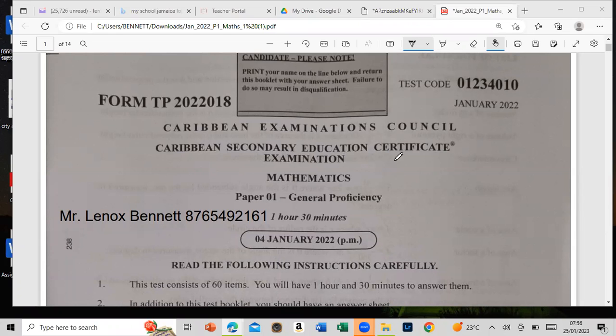Today we're going to be looking at the January 2022 paper. So first let's get right into it. Alright, my number here is Linux Benny 8765492161. Let's see how it goes now. Let's go.